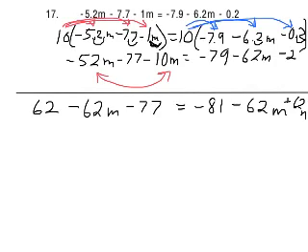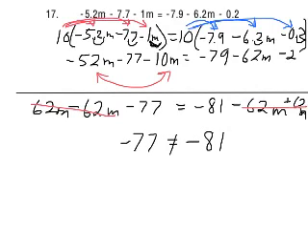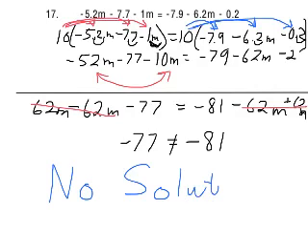62m. Whoops, there's an m. That's supposed to be an m. Okay, so I'm adding 62m to both sides. So that gets rid of these. Gets rid of the negative 62m. That becomes 0. So now we have a negative 77 equals a negative 81. Well, it doesn't equal a negative 81. So this problem, so you need to indicate that.